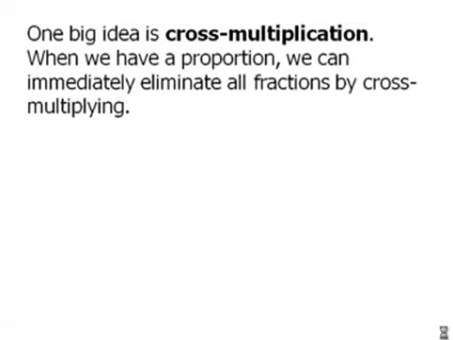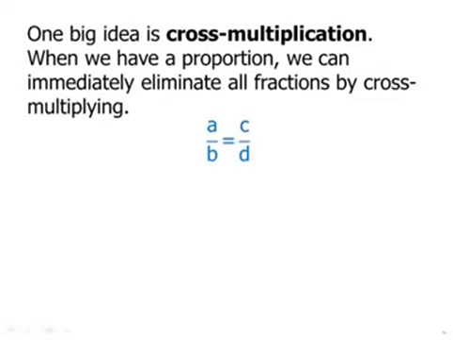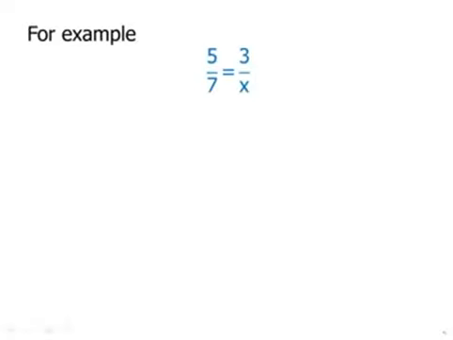One big idea is cross multiplication. When we have a proportion, we can immediately eliminate all fractions simply by cross multiplying. So if we have the proportion A over B equals C over D, we can simply cross multiply. And of course, what we've done is we've multiplied diagonally. We've multiplied the A and the D, we've multiplied the B and the C, and we have just set those two equal to each other. That's cross multiplying. So for example, this is a very powerful problem solving tool. If I want to solve for x, I just cross multiply. And then I get an ordinary algebra equation. I could just divide by 5 and find the value of x.